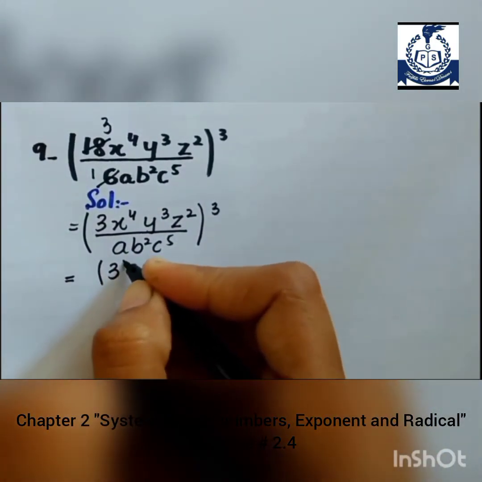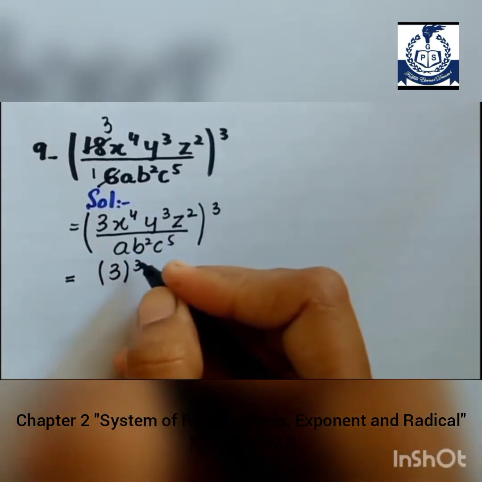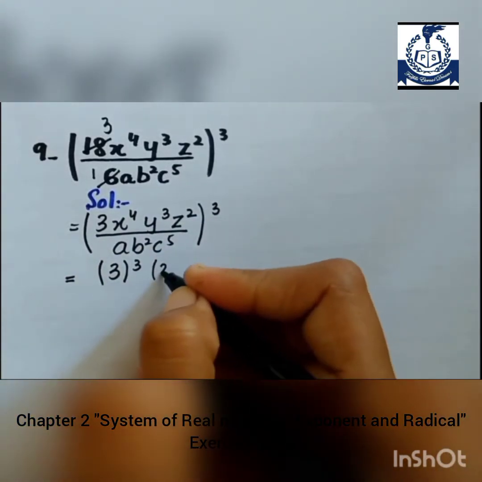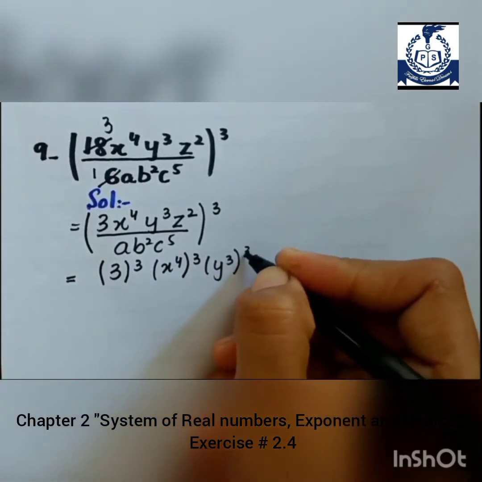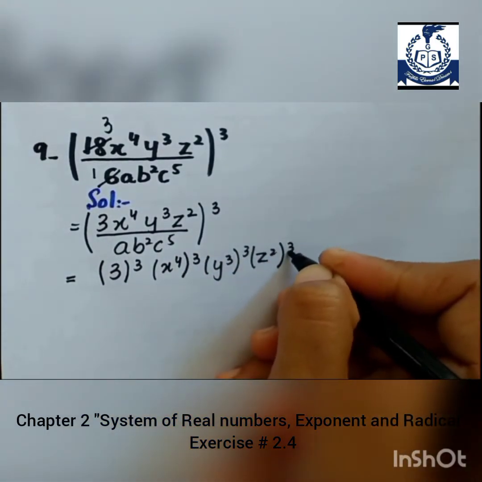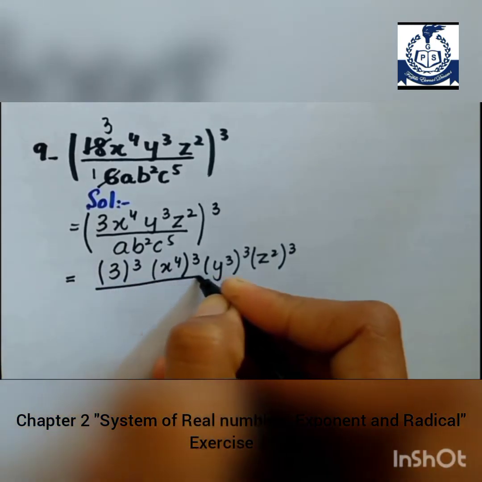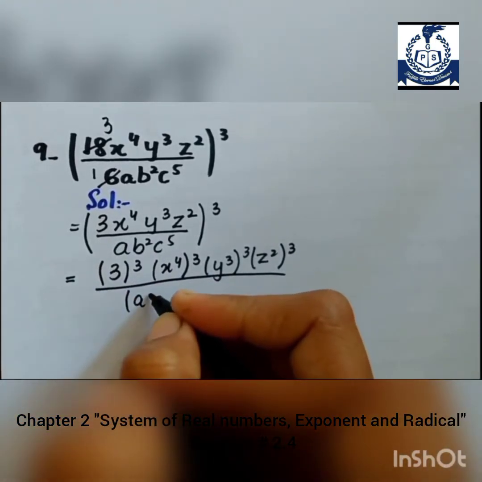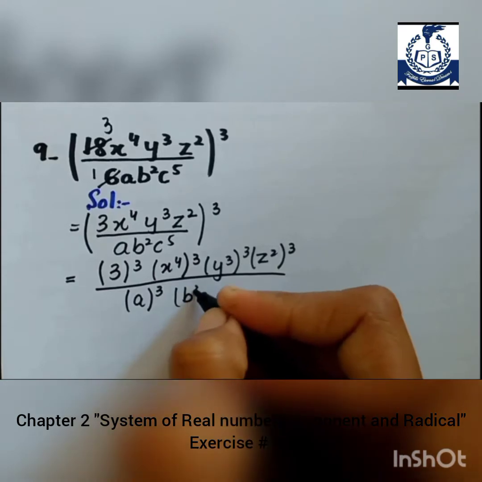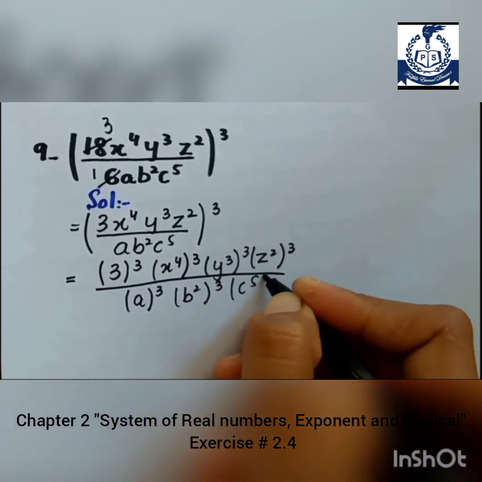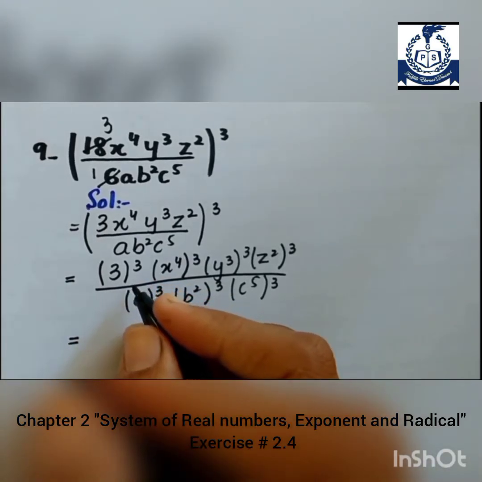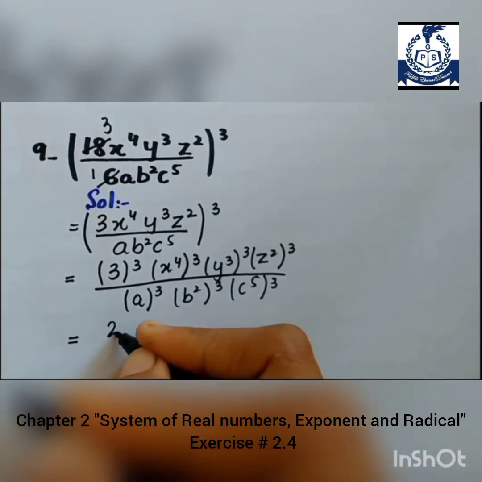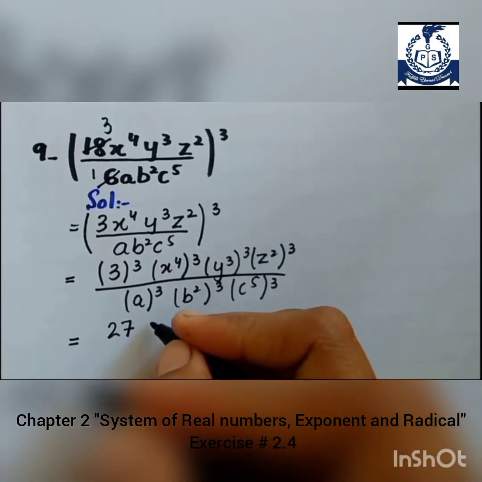We can write it in a separate form. 3 has power cube, x4 power cube, y cube power cube, z square cube divided by a cube, b square cube, c5 cube. 3 has power cube, so we multiply 3 times, so 27.